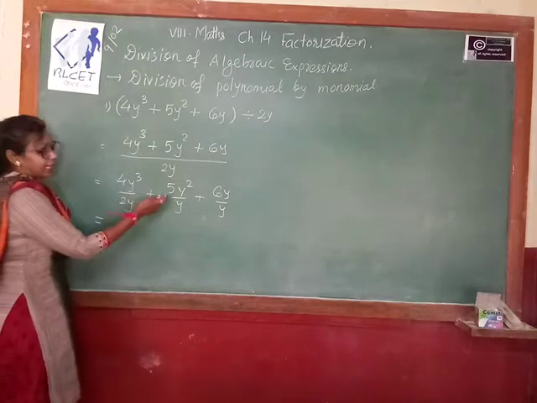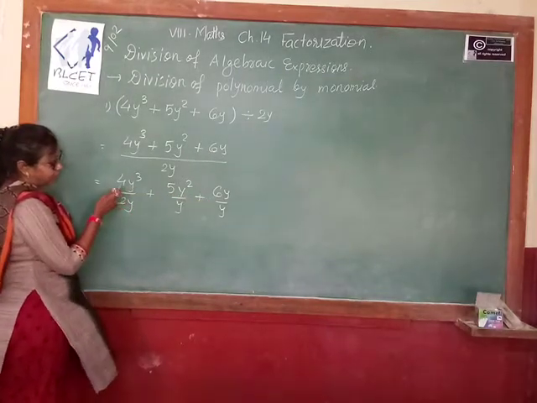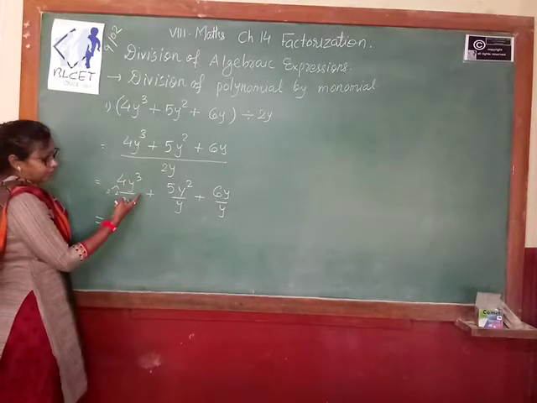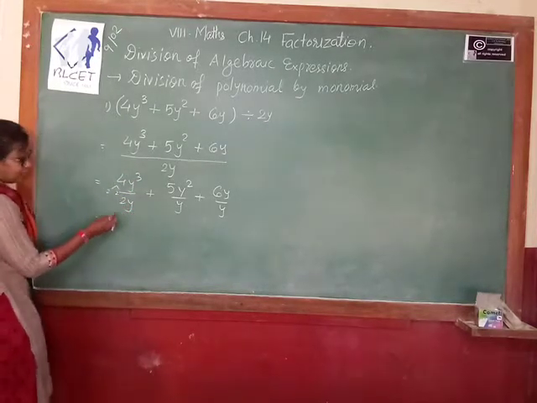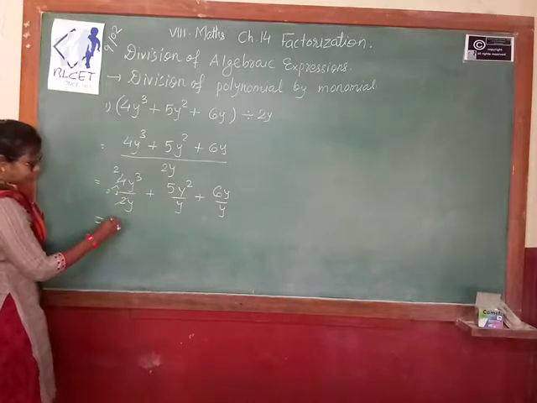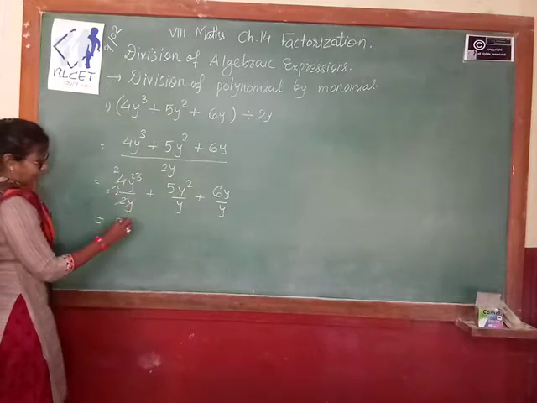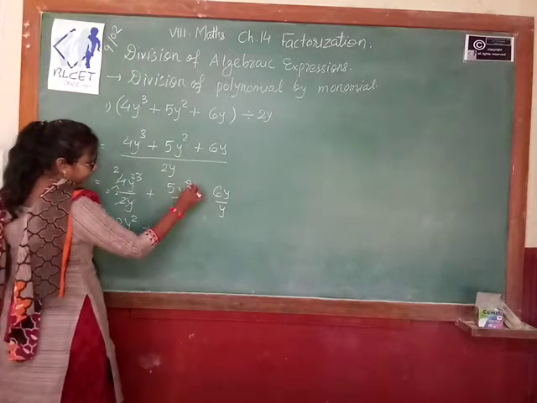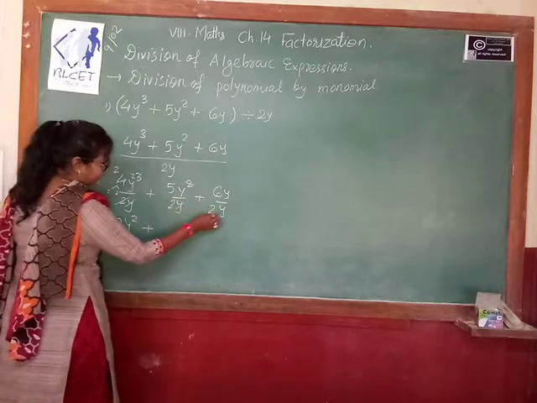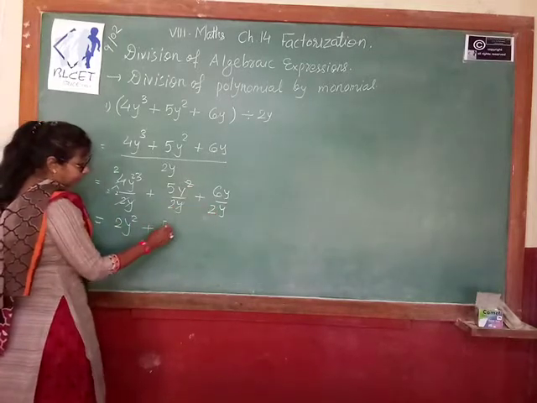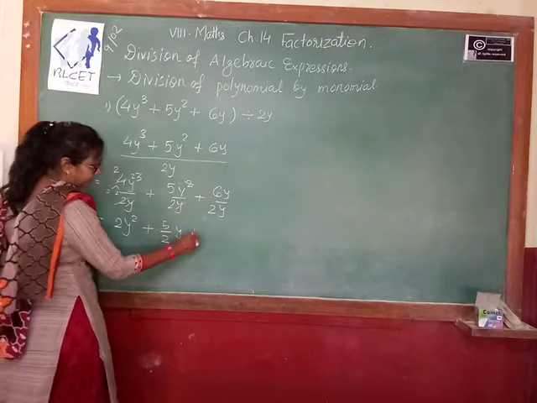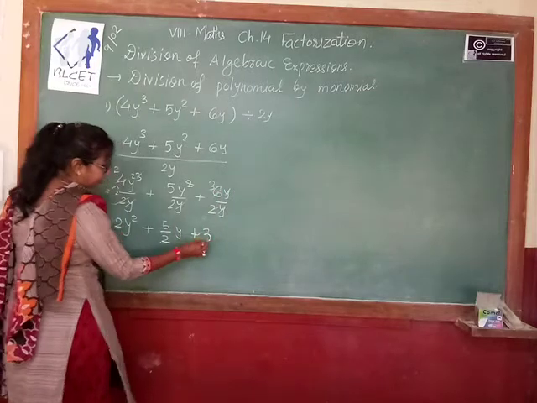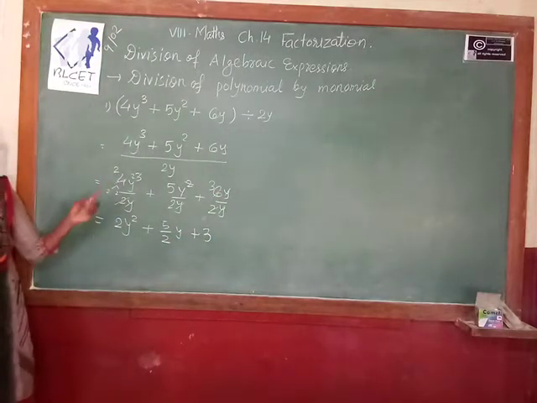Now individually we can do the cancellation. We know that 4 means 2 into 2, so one 2 will get cancelled. In y³, one y is cancelled, so we are getting y². So what can we write? 2 2s are 4, so 2y² plus, here we have to write 2y. One y gets cancelled, so what is left? 5 by 2, y, plus 6y by 2y, y gets cancelled, 2 3s are 6. So what is the answer? Plus 3.